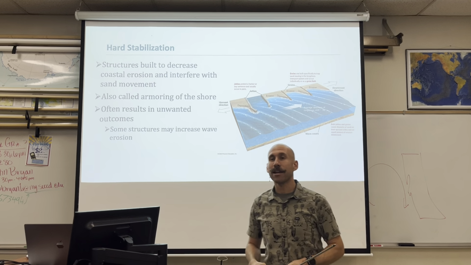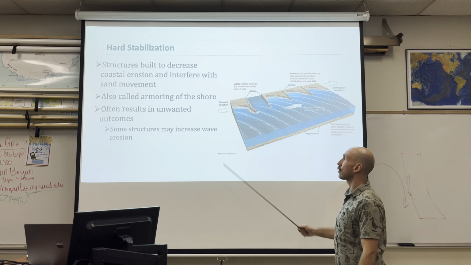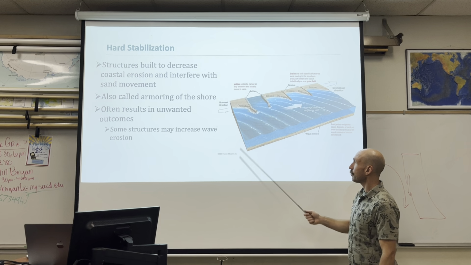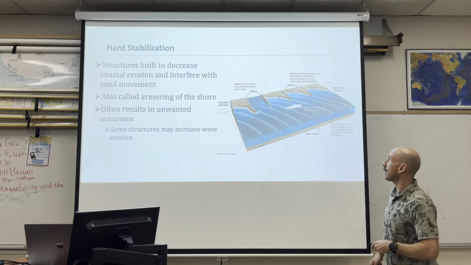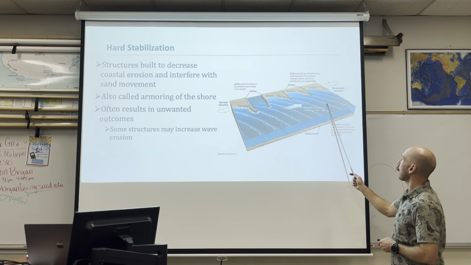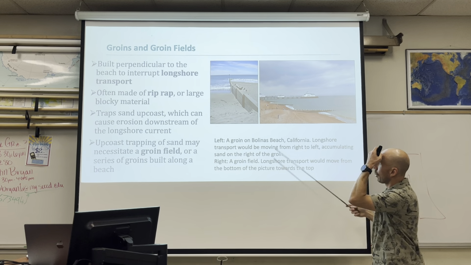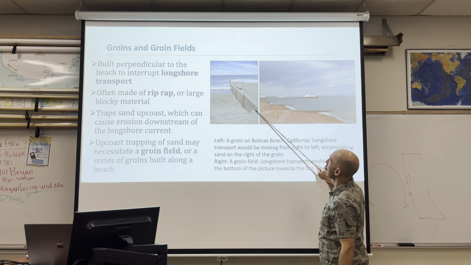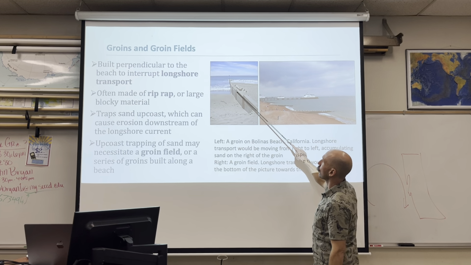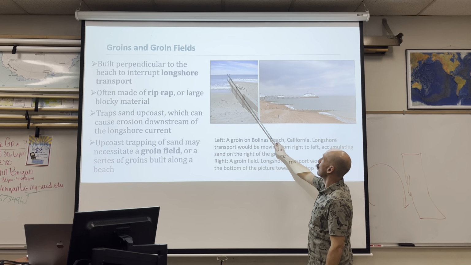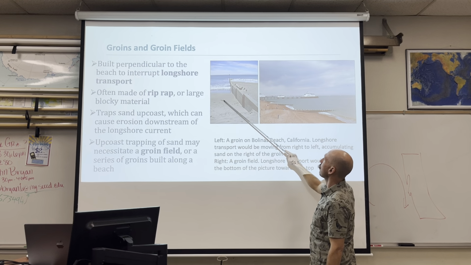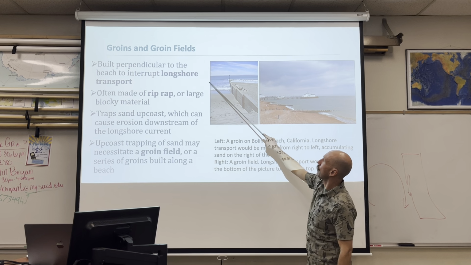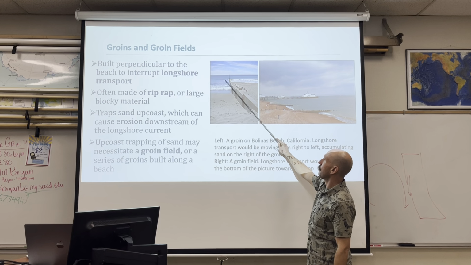Well, humans come in and they build structures known as hard stabilization to decrease coastal erosion and interfere with the movement of sand. And we've got jetties, groins, and breakwaters. Let's talk about them. A groin is a wood or concrete structure that traps sand. Here you see more sand on the right than on the left. Longshore drift is from right to left, trapping the sand behind it.